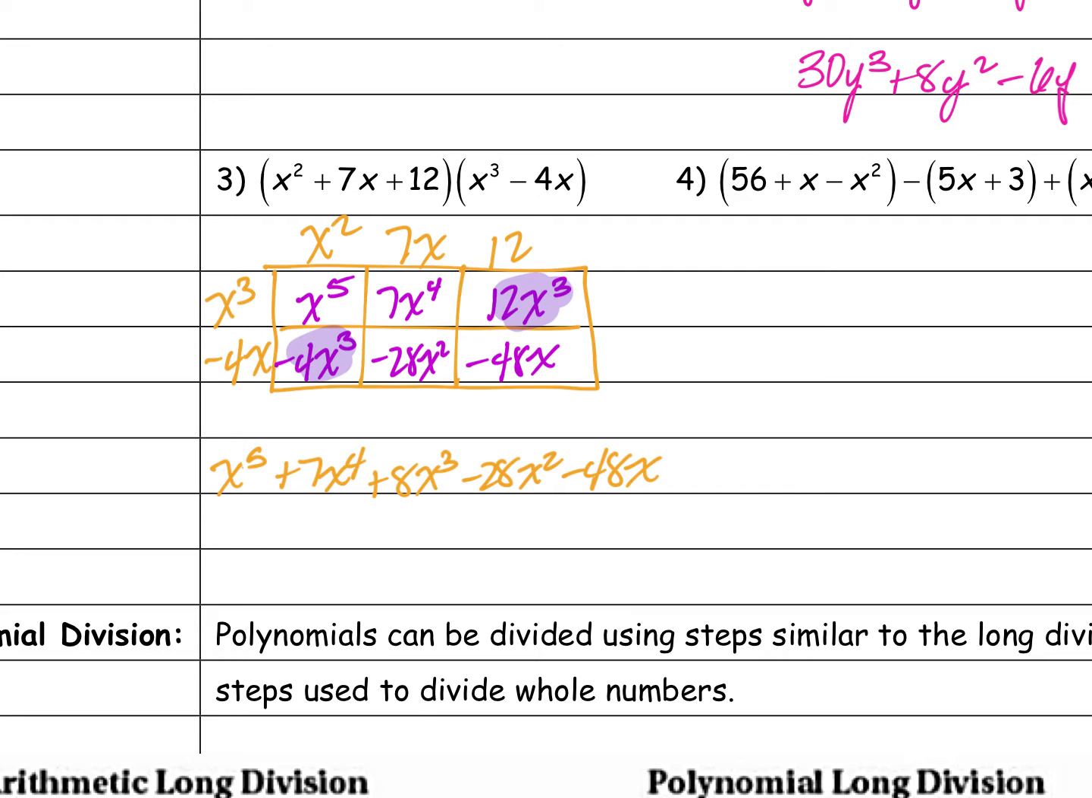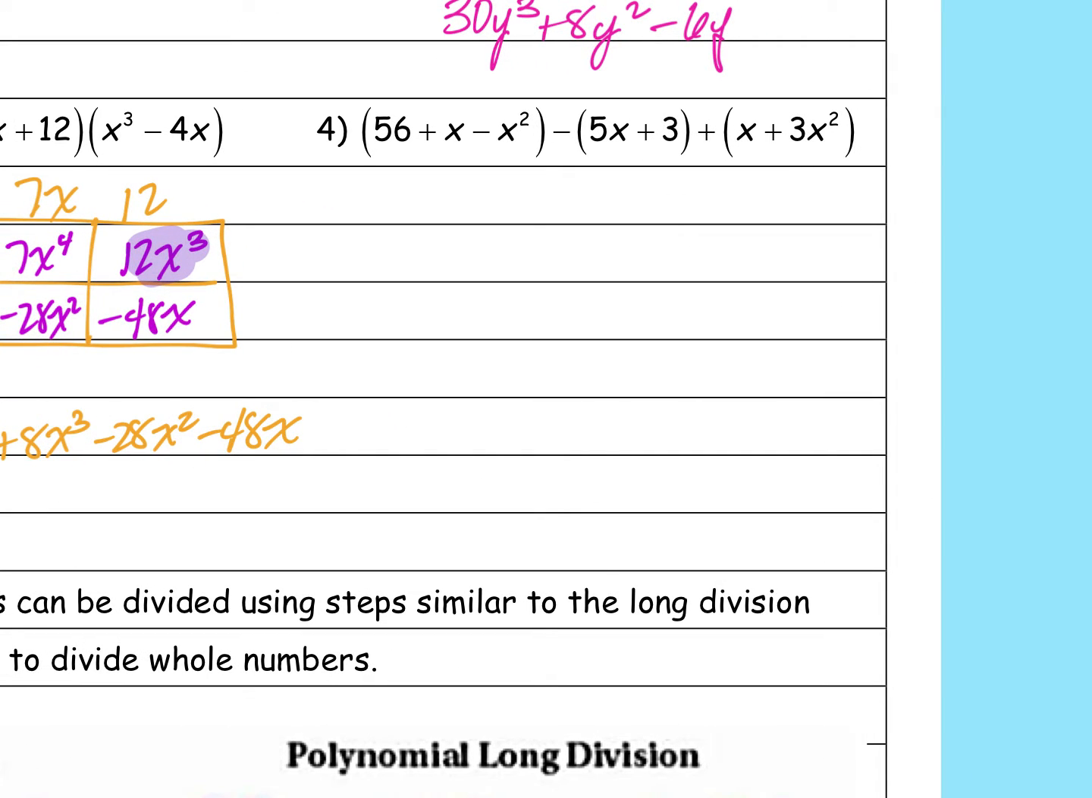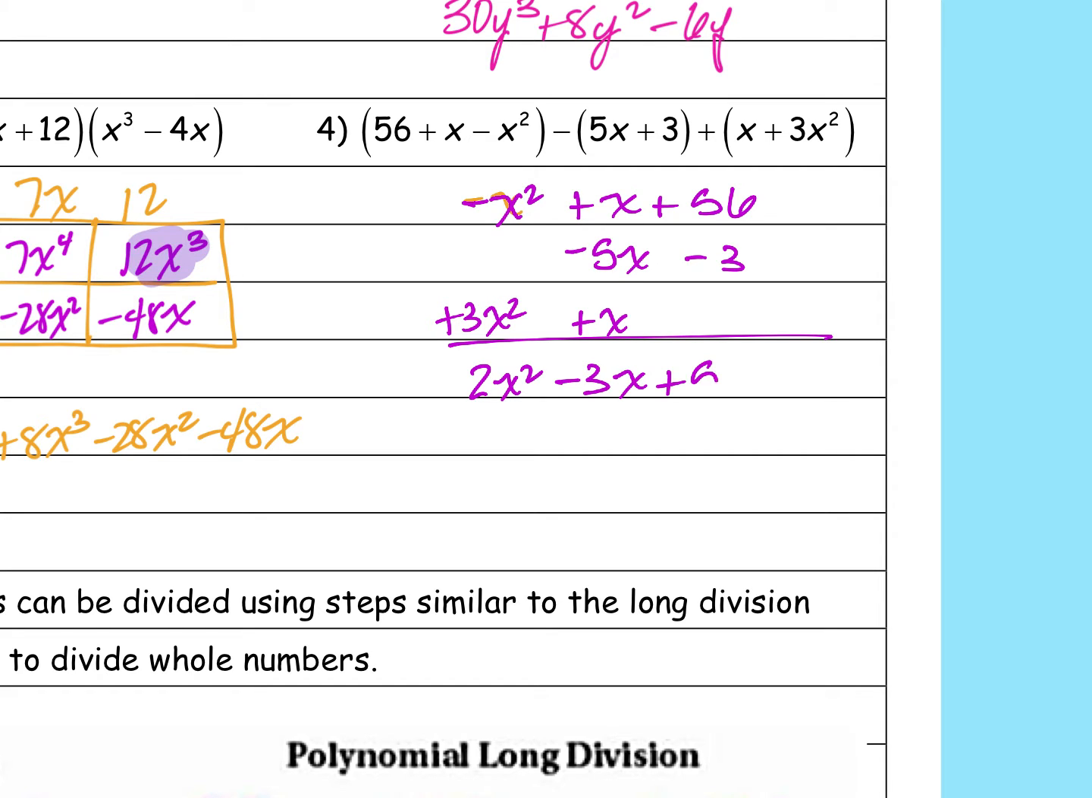Okay, and then on the last one, all I'm doing is adding and subtracting. So I've got negative x squared plus x plus 56 minus 5x minus 3 plus x plus 3x squared. So it gives me 2x squared minus 3x plus 53.